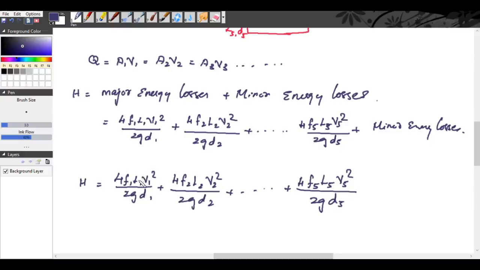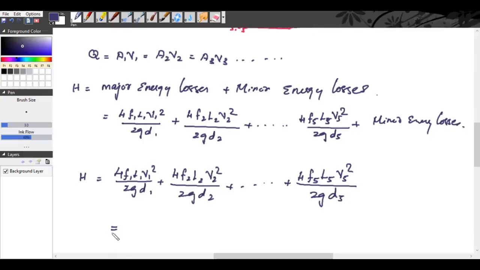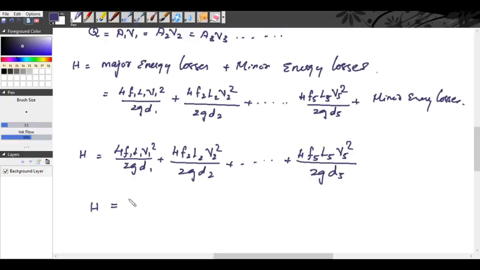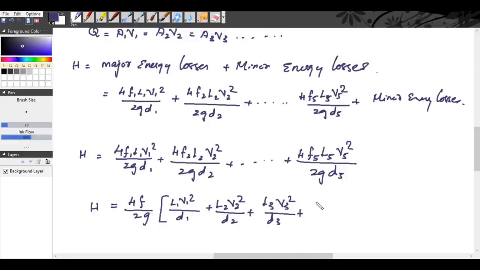And if the coefficient of friction is the same for all the pipes, the head loss will be equal to 4F by 2G into L1 V1 square by D1 plus L2 V2 square by D2 plus L3 V3 square by D3 plus L4 V4 square by D4 plus L5 V5 square by D5. This is how we have to calculate the energy losses when pipes are connected in series.